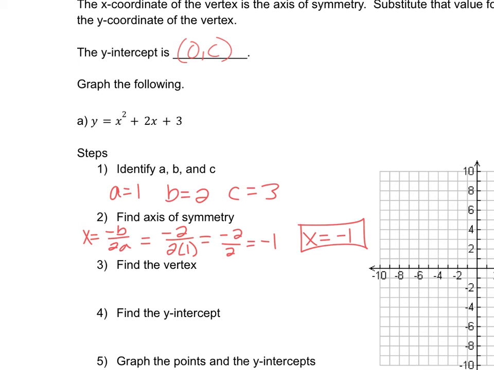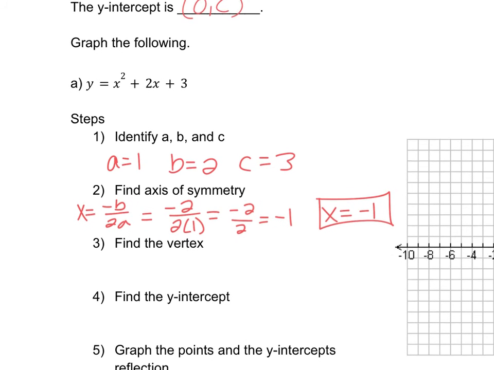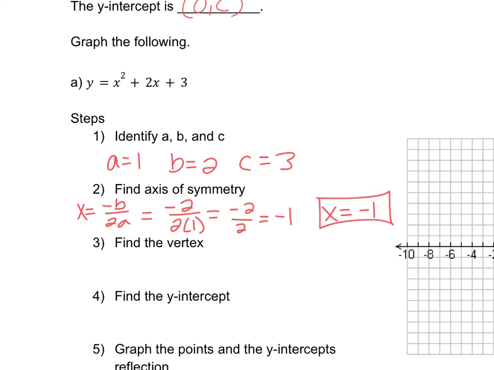Okay, now to find the vertex, I didn't give myself a whole bunch of room, but that's okay. You're going to take this x value that we just found, and plug it in for the x's in the original equation. So this would be y equals (negative 1) squared, in parentheses. You must have that in parentheses, and this exponent must be on the outside. Sometimes people mess that up. Plus 2 times negative 1 plus 3.